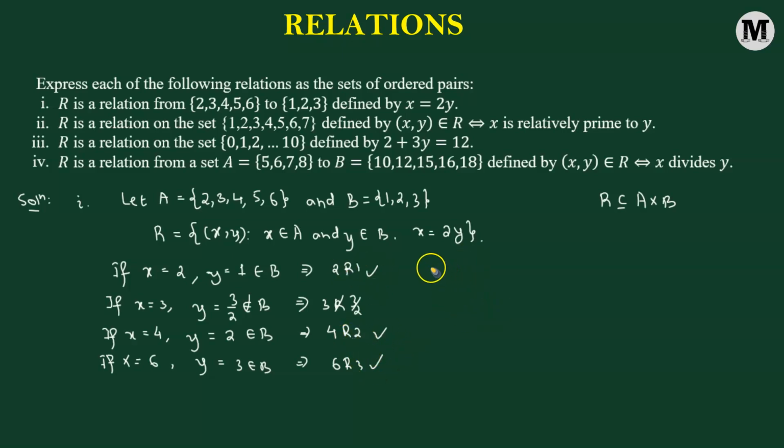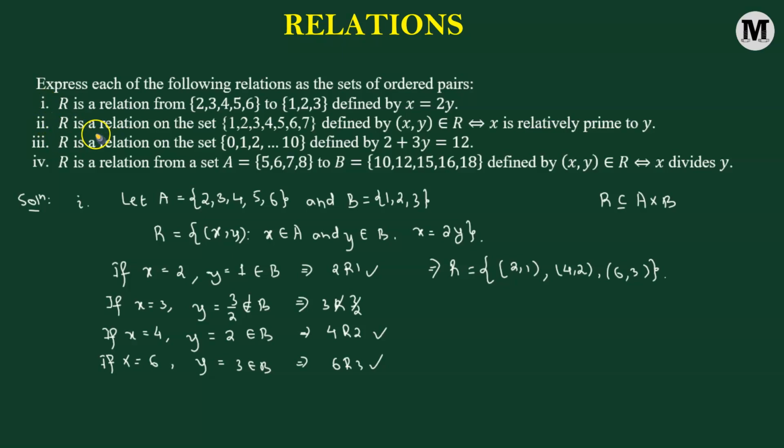Using that we can now define the relation R. This implies that R is simply going to be the set of ordered pairs. 2R1 corresponds to the ordered pair (2, 1), 4R2 corresponds to the ordered pair (4, 2), and finally 6R3 corresponds to the ordered pair (6, 3). Fine. So problem 1 is done. Let's go to the second problem.